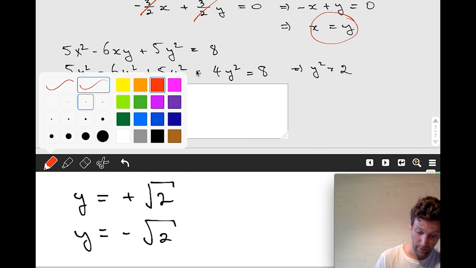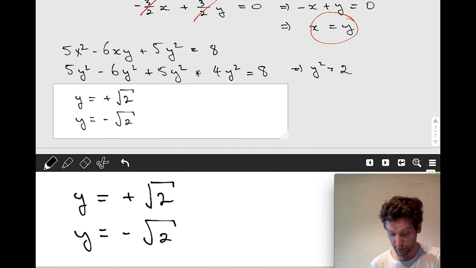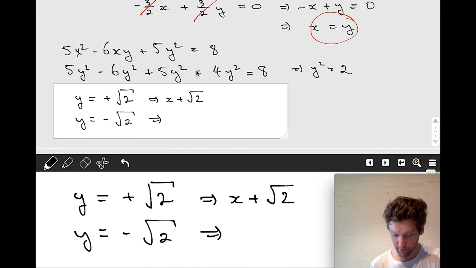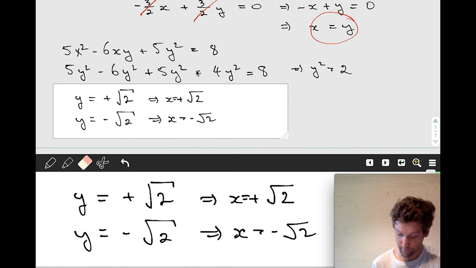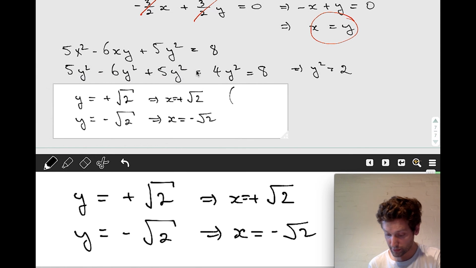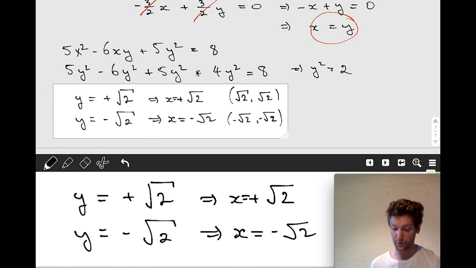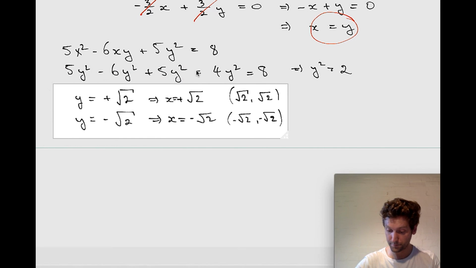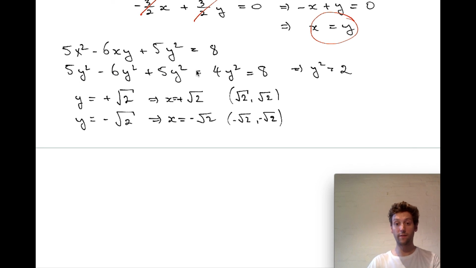So that means that y is equal to plus 2 implies that x is equal to plus root 2. Y is equal to minus root 2 implies that x is equal to minus root 2. So that gives us the points root 2, root 2 and minus root 2, minus root 2. Okay, so we now have our 4 points.